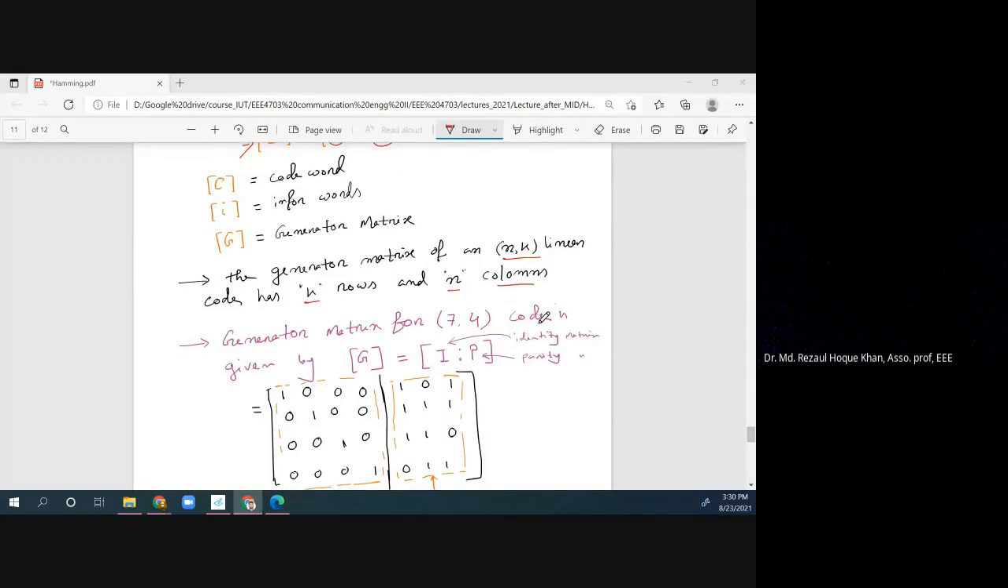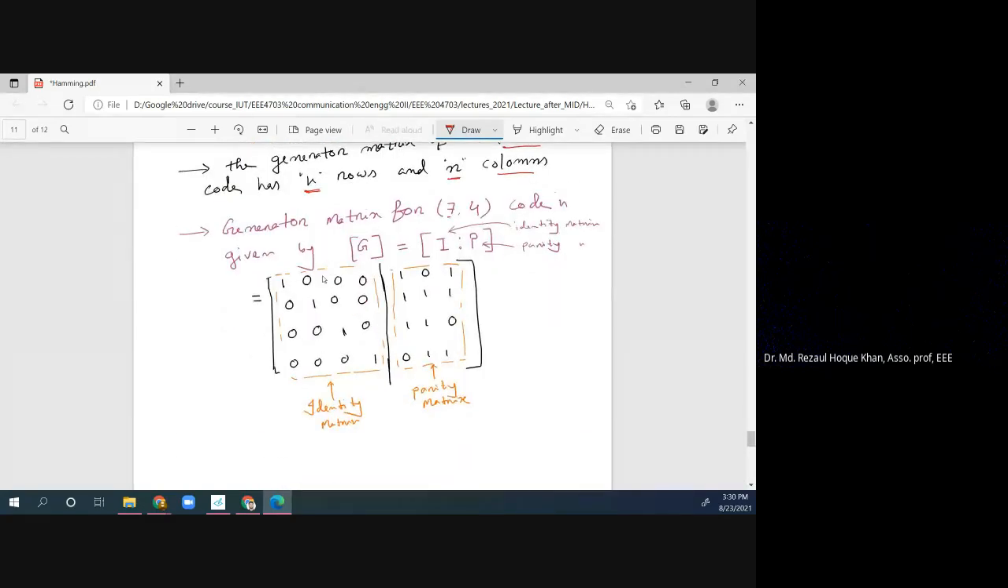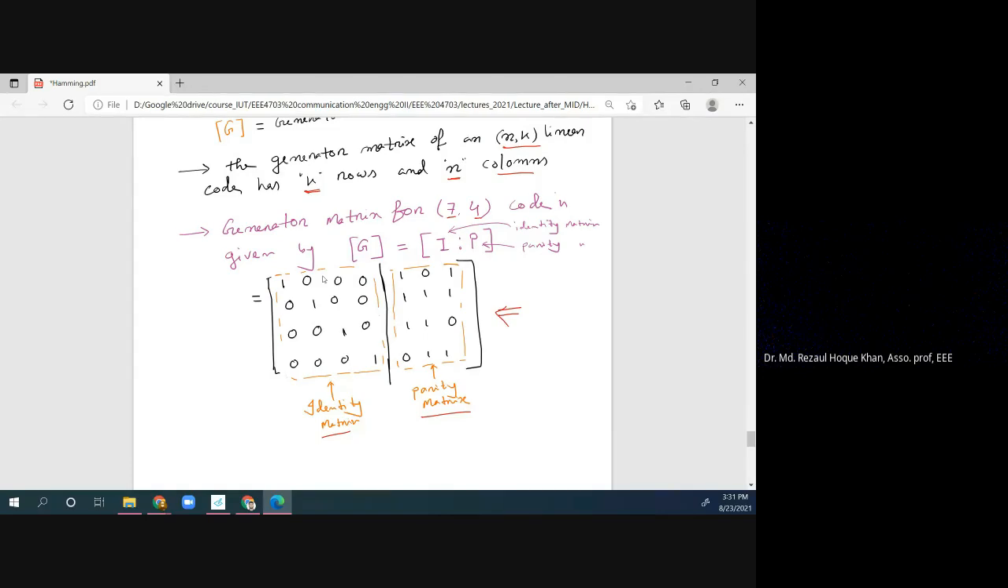In the generation matrix, we say k will be the rows and n will be the columns. Let me give an example. The generation matrix of a (7,4) code is given by G. G is given here. This is an identity matrix and P is the parity. In your math, for example, if I give you a problem, this generation matrix will always be given. The generation matrix has two parts. One is the identity matrix part, another is the parity matrix part. We do not have to bother about how they are generated. It's generated somehow, we don't care.